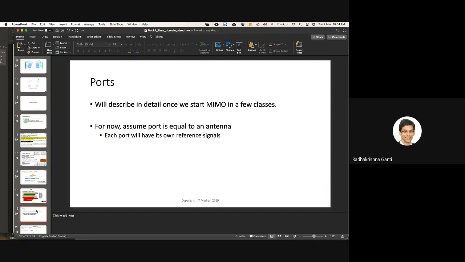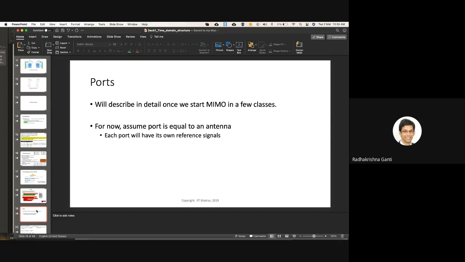Okay, so I have to introduce ports, but I'm not going to introduce ports right now. I'm just going to give a high-level definition of ports because we require it to go ahead. I'll teach ports in great detail when we do MIMO in a few more classes. For now, what we should assume is what a port is. You can think of a port as an antenna, but it's not correct. It's not exactly an antenna, but for whatever discussion we're going to have, you can think of a port as equal to one antenna. Each port is equal to one antenna.